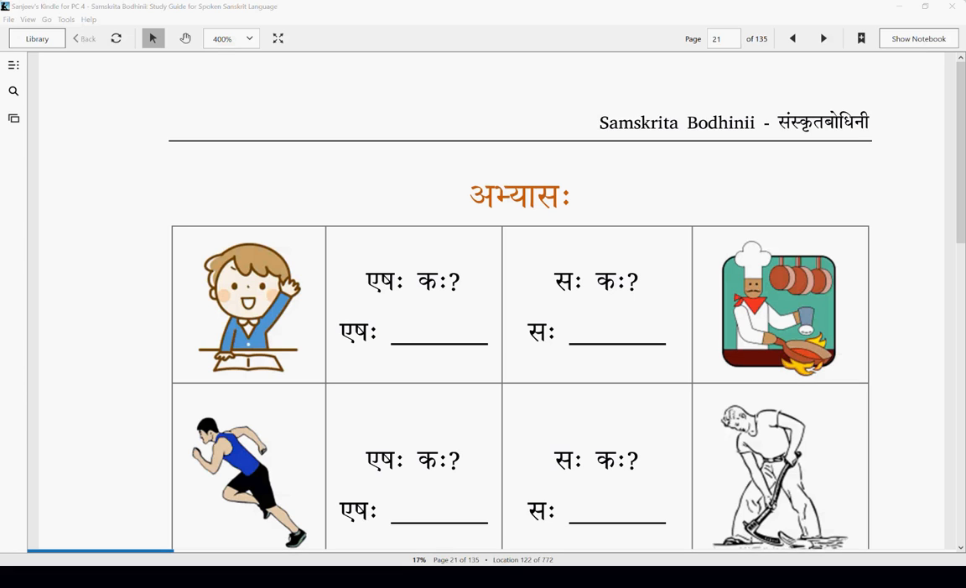So in this example here, Esha kaha, Esha Chhatraha, because we know that this is a boy sitting here. And Saha kaha, okay, Sridhar Mahal. Next, Saha kaha.